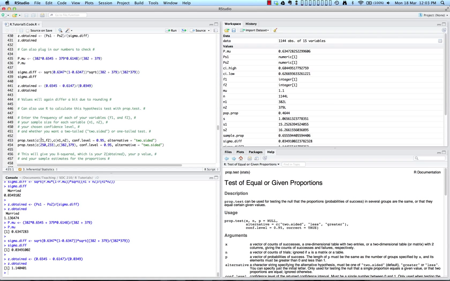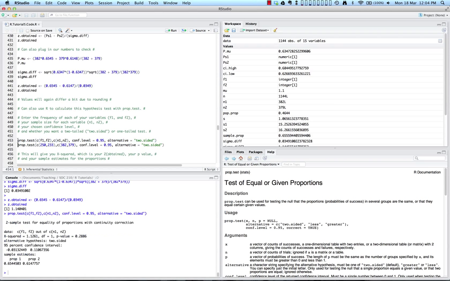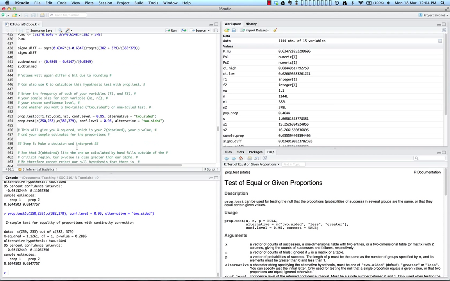So we can do that using what we have indicated for f1, f2, n1, and n2. See what we get for prop.test. And this is what we get for prop.test here. This is going to give us an x squared, which is our z obtained in this particular situation, our degrees of freedom, and our p-value, as well as our sample estimates and proportions. In addition, we could have done this by just entering our specific values for our frequencies and our n's. And here you'll see that we get pretty much the same thing.